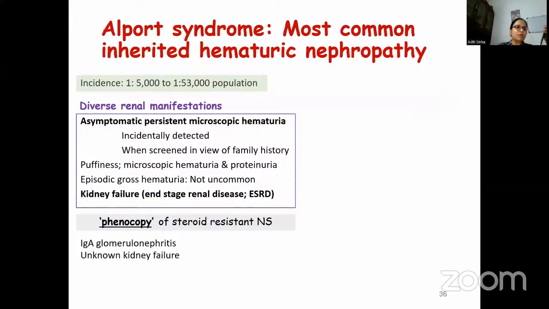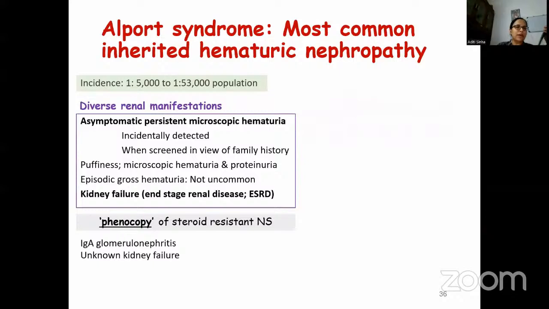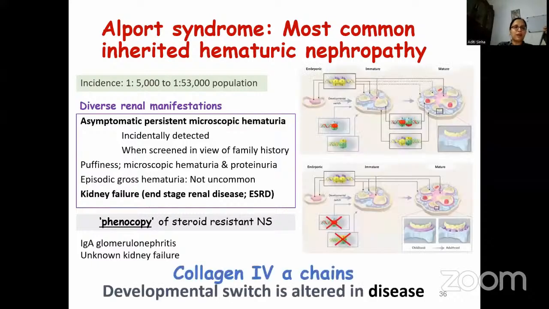Alport syndrome, we've just now discussed, therefore, as being one of diverse phenotypes. It is the most common inherited hematuric nephropathy. There could be asymptomatic persistent microscopic hematuria, like in this young boy who has now been detected to have the disease and will be followed up carefully all through his childhood and adulthood, to insidious onset and progressive kidney failure, to being a phenocopy of steroid-resistant nephrotic syndrome, as I just described.